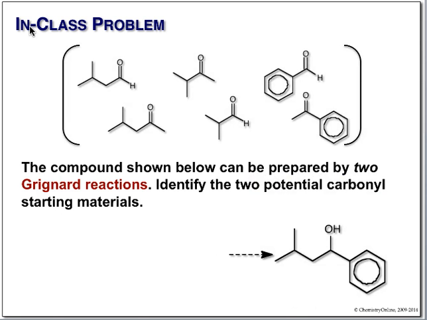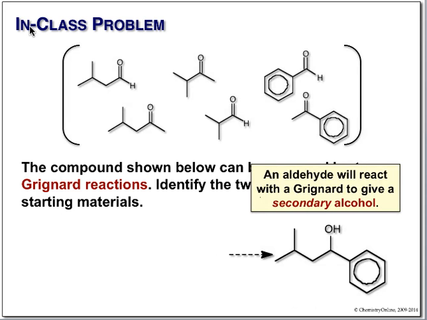Again, we have a secondary alcohol. That means we're dealing with an aldehyde. Take it and split it on both sides. Pick out your two carbonyl compounds.